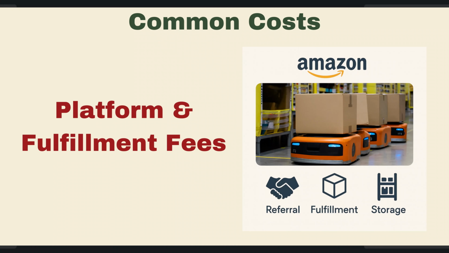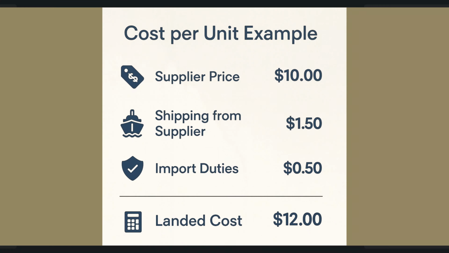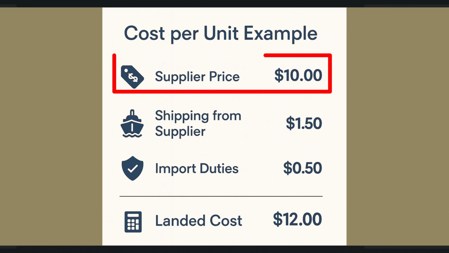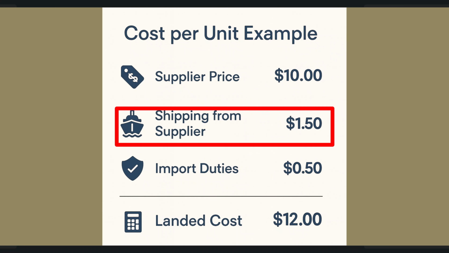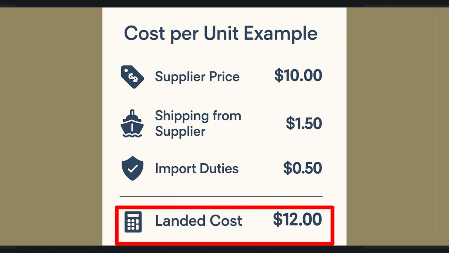So let's put it all together with a real-world case study. Imagine you sell a product on Amazon FBA. Here's how the numbers might look for one single unit. Supplier price, $10. Shipping from supplier, $1.50. Import duties, 50 cents. That means your landed cost per unit is $12.